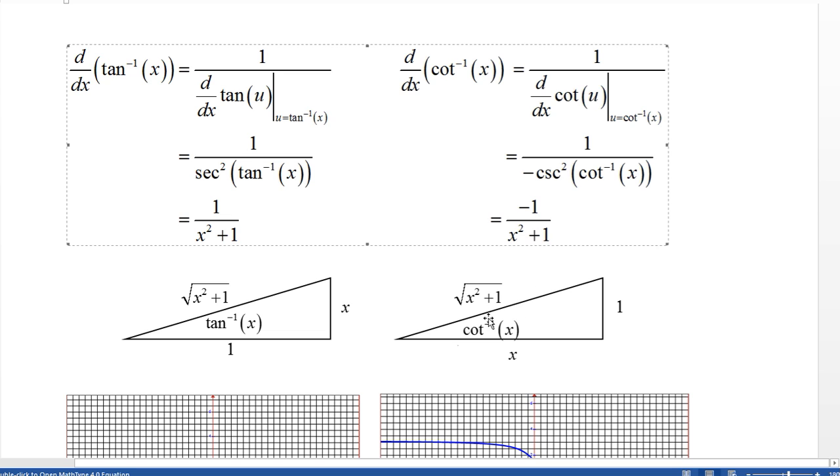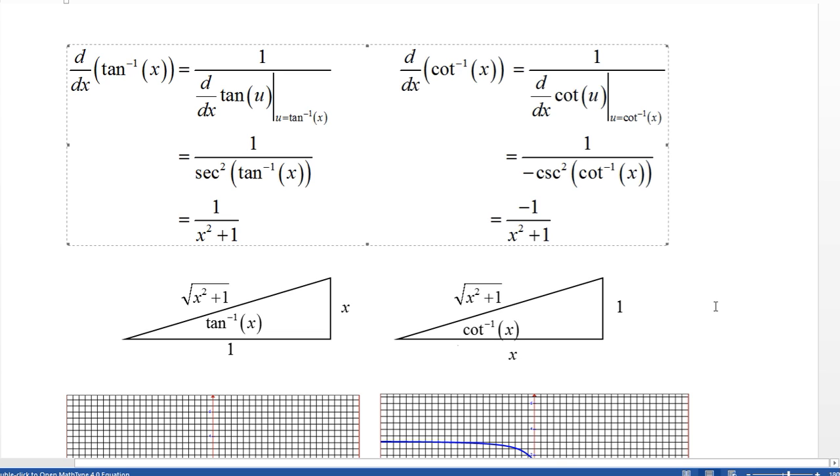Okay, so again, if we let this angle, inverse cotangent of x, be the angle here in our right triangle, this is an angle whose cotangent is x over 1. So that's adjacent over hypotenuse. Tangent is 1 over x, the cotangent is x over 1. Using the Pythagorean Theorem, the hypotenuse then has length square root of x squared plus 1.